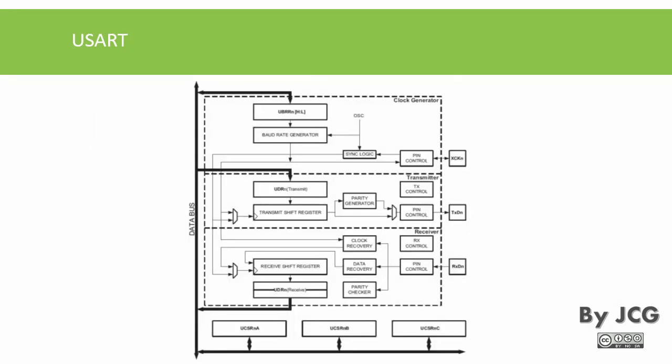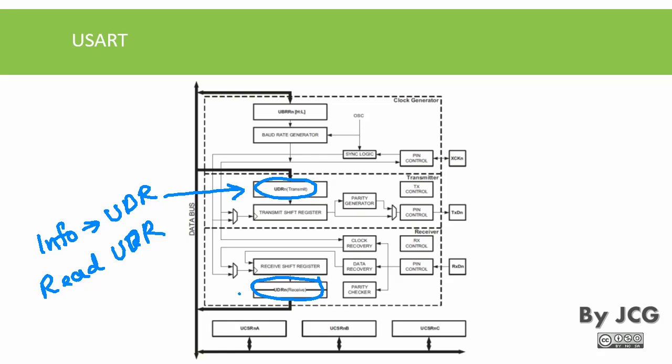Now let's see a little about the USART block diagram. There's a lot of information here to process. However, what I want you to check is just that, first of all, you have 2 locations which are called UDR. You have here the UDR for transmission, and you have here the UDR for reception. If you write info to UDR, it's going to go to this location. But if you want to read UDR, then the information from this particular location is going to be read.